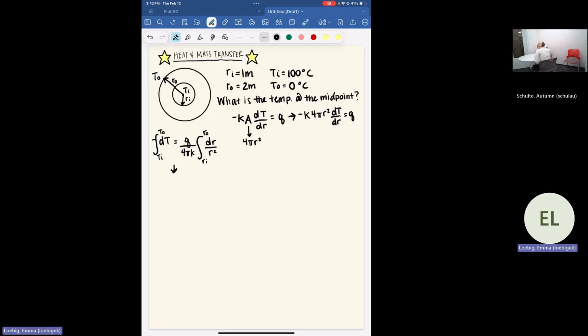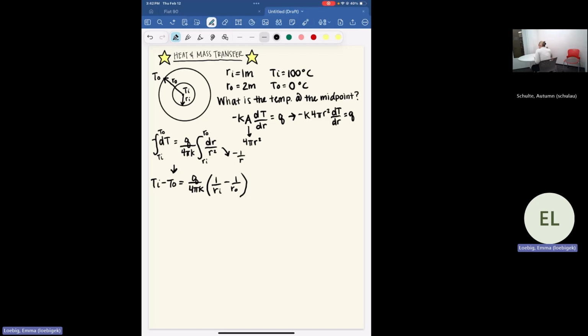Solving this integral, on the left, we will find that we will have the inner temperature minus the outer temperature is equal to Q over 4 pi times our thermal conductivity multiplied by the integral of 1 over r squared, evaluated from the inner radius to the outer radius, which we know that the integral of 1 over r squared is negative 1 over r. So right here, we're going to multiply our constant over 4 pi k times the reciprocal of the inner radius minus the reciprocal of the outer radius.